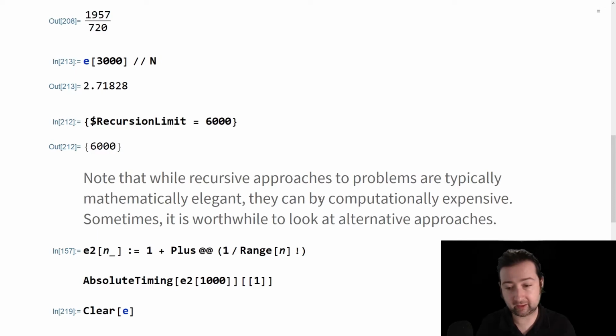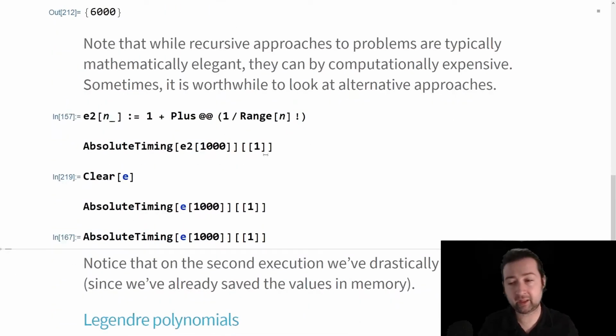And I want to illustrate that. If we define a new version of the function e with 1 plus the plus applied to 1 over the range of n factorial, that's the same function, but from a list-based approach where we take the range 1 to n, we factorial it, we take 1 over that, and then add all those together.